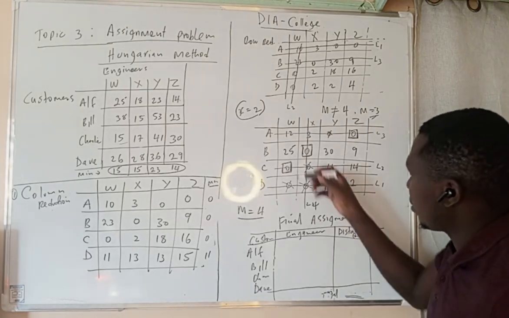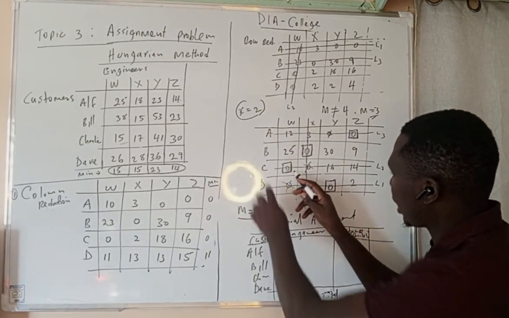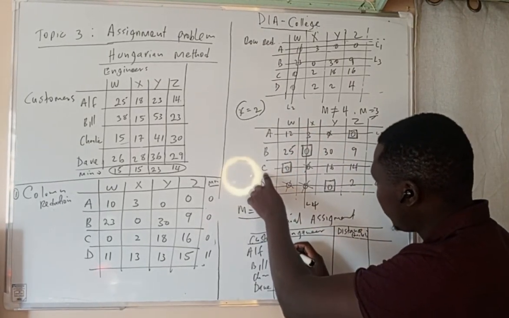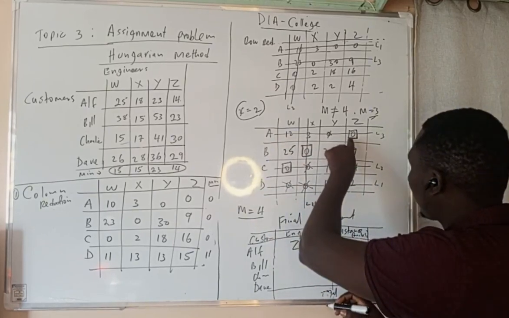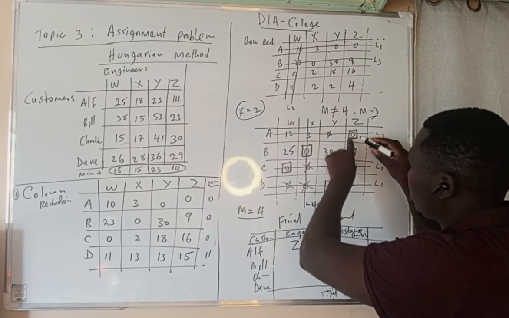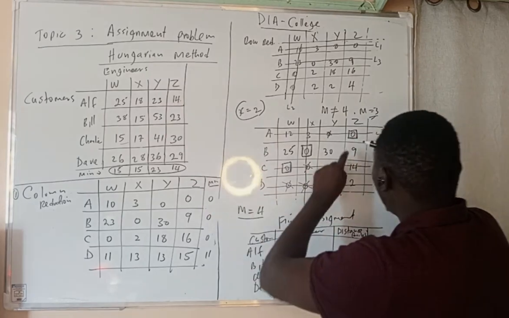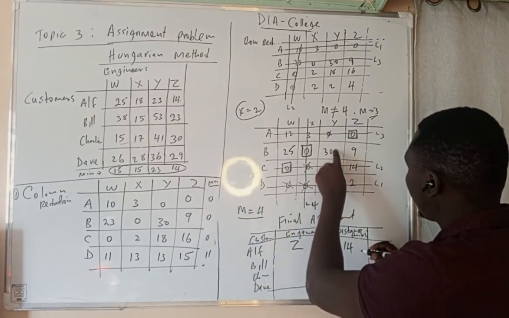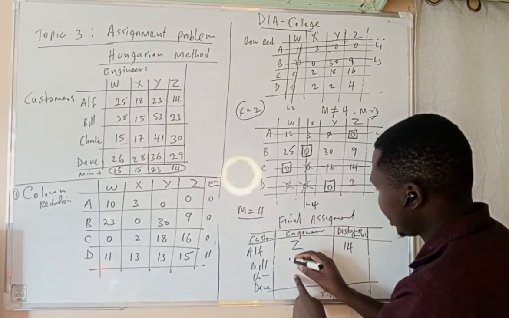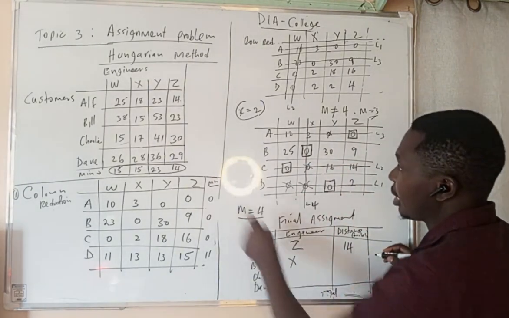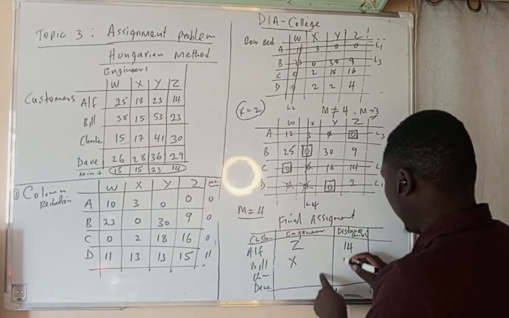So finally, we can find our final allocation or assignment. Let me start with A. A is assigned to Z, and in my initial matrix, I can see the distance between A and Z is 14, so I write 14 here. Now you can see B is assigned to X. Then in our initial matrix, the distance B to X is 15, so I can write 15.